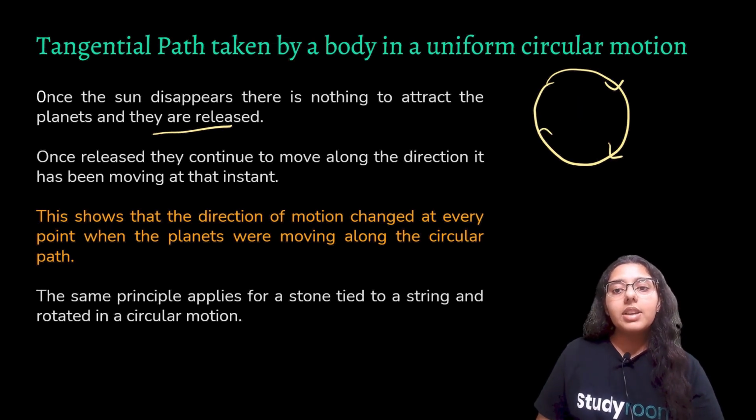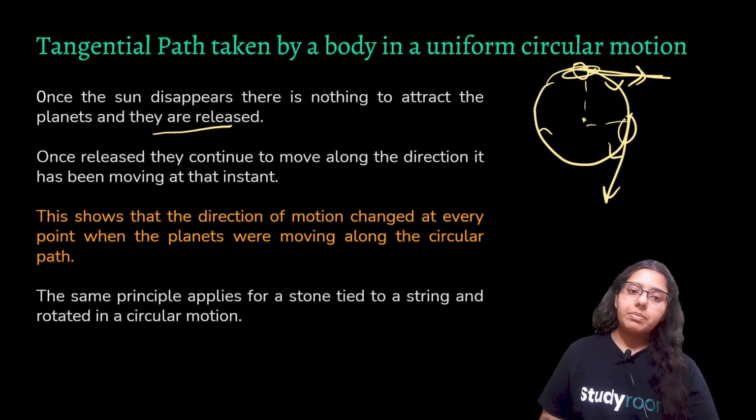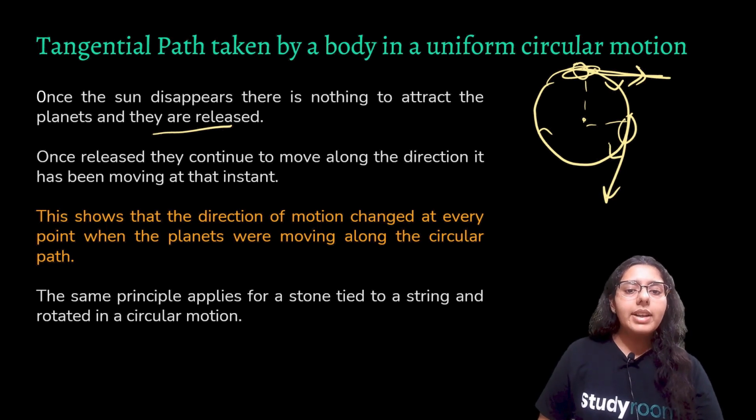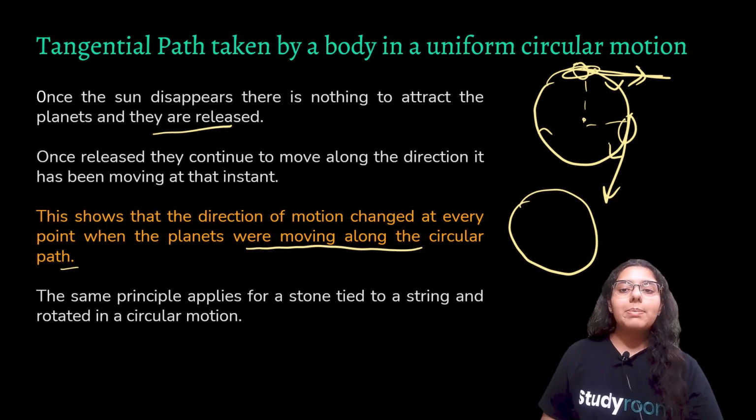This shows that the direction of motion changed at every point when the planets were moving along the circular path, right? So what does that mean? We can't call it an experiment, we can call it an observation, right? This observation shows that our planets were moving along the circular path and the direction of motion was changing every instant. That's why we get this circular motion. The same principle applies for a stone tied to a string and rotated in a circular motion.